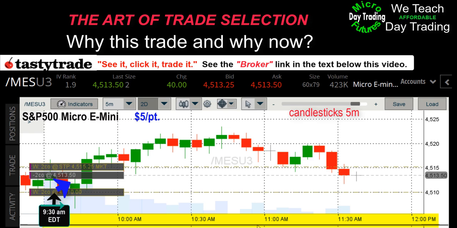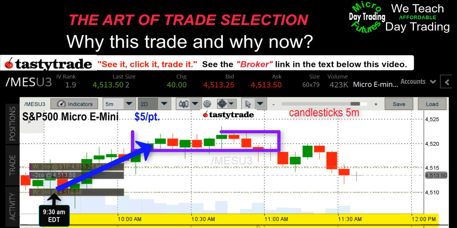The best advice I can give anybody who day trades the micros is just keep things simple. Sometimes what you see is what you get. See the blue arrow there at 9:30. From about 9:30 till maybe 10:15 or 10:20, the market goes up 15 or 20 points, from 4510 to 4520, and then it levels off.